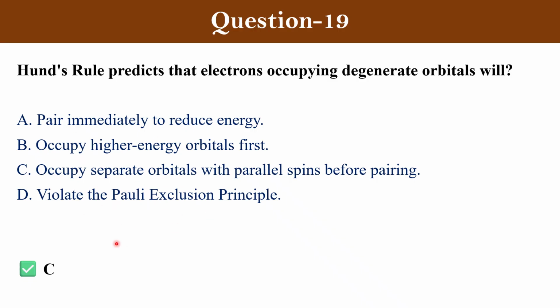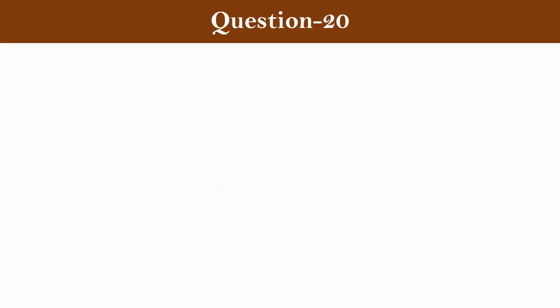We understand that degenerate orbitals possess equal energy. Hund's rule states electrons first occupy separate orbitals with parallel spins. Only after each orbital contains one electron does pairing begin. This minimizes electron repulsion. Now move towards question number 20. That is the last question for this session.